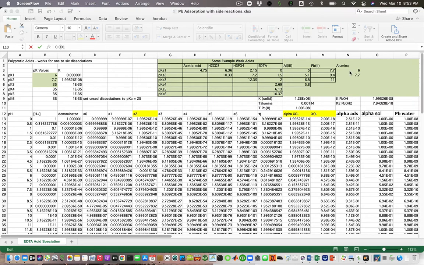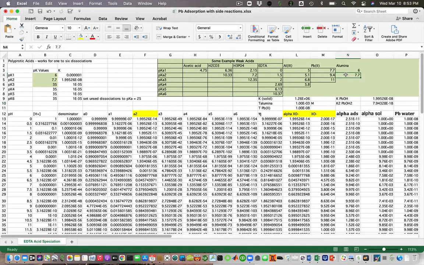The first thing to recognize is that we're modeling alumina as a diprotic weak acid, and it has two pKa's. pK1 is 6, pK2 is 7.7. Notice I've pasted those pKa's into cells B4 and B5. Again, we're using the same trick of setting all the other K's to large values, so this takes our hexaprotic acid system and treats it as a simple diprotic system.